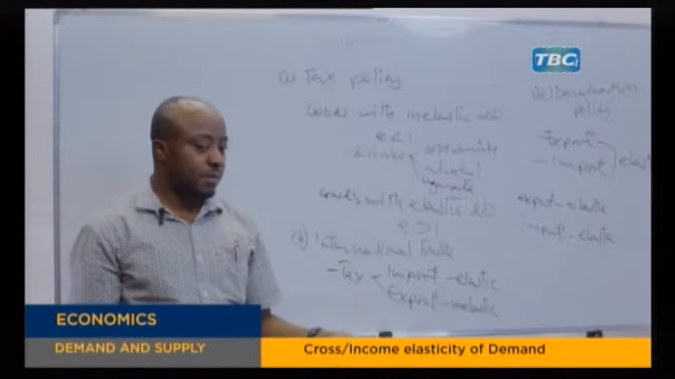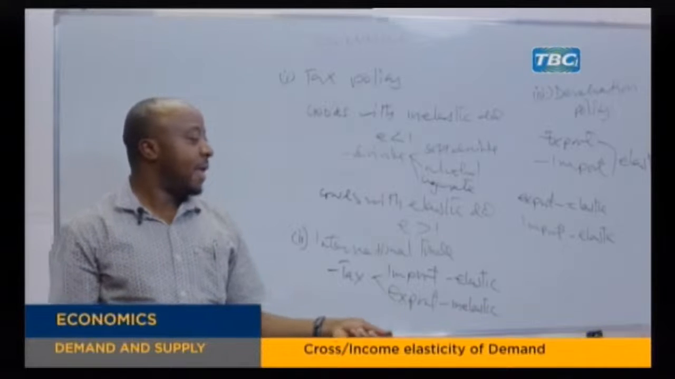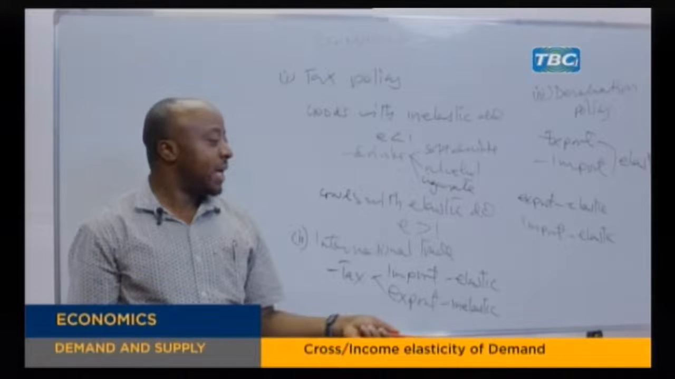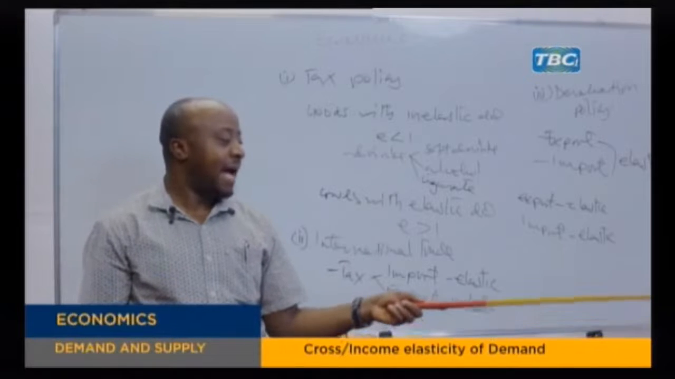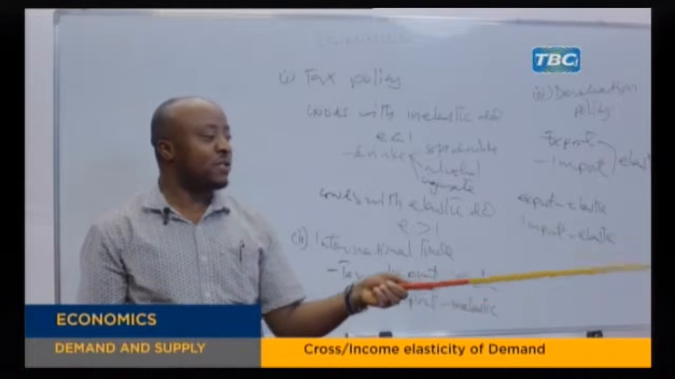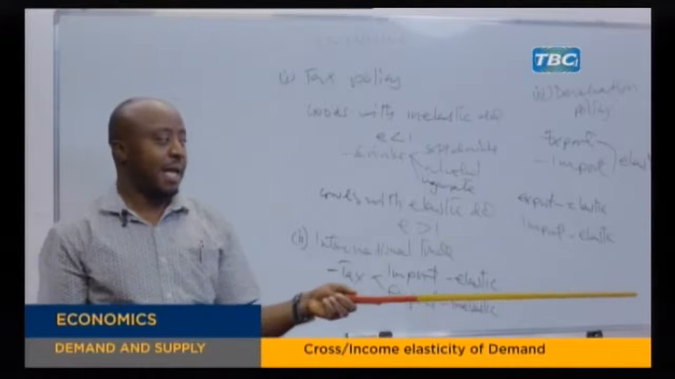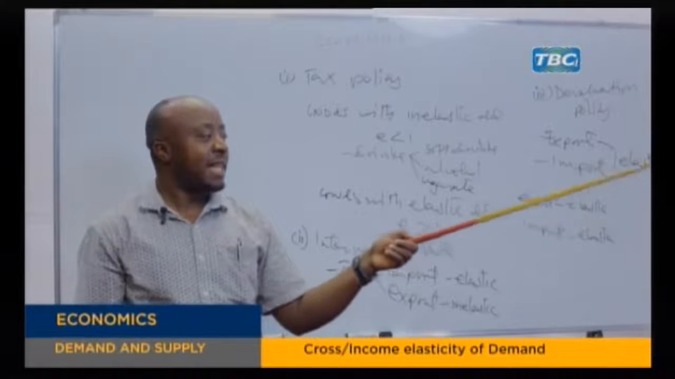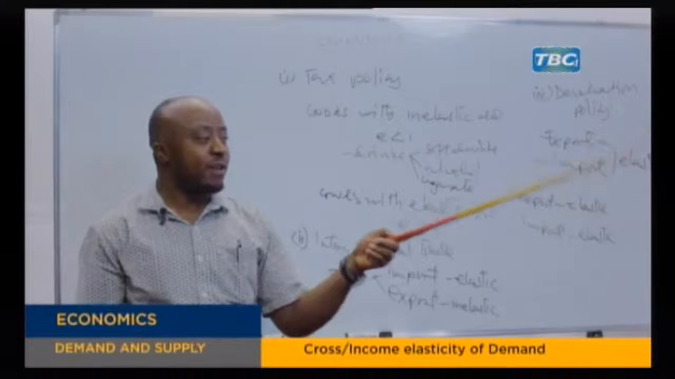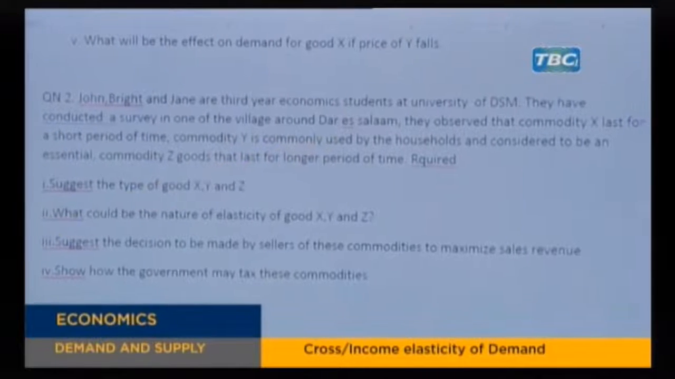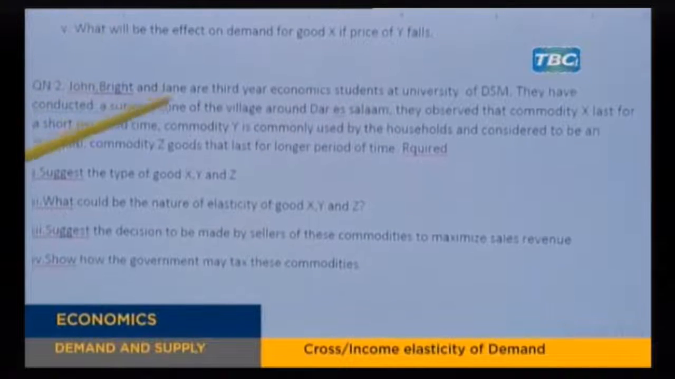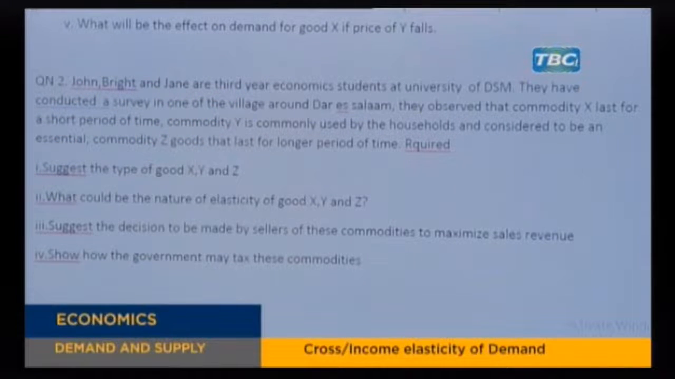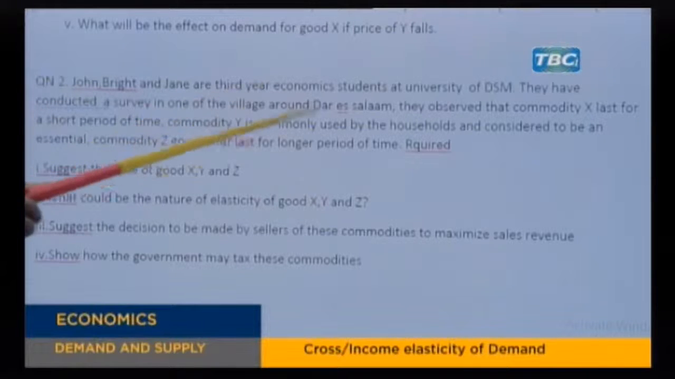Question number 2. The question is asking: John, Bright, and Jane are third-year economics students at the University of Dar es Salaam. They have conducted a survey in one of the villages around Dar es Salaam. This survey is like a research.